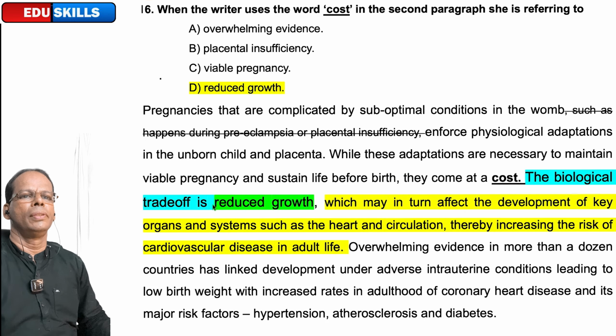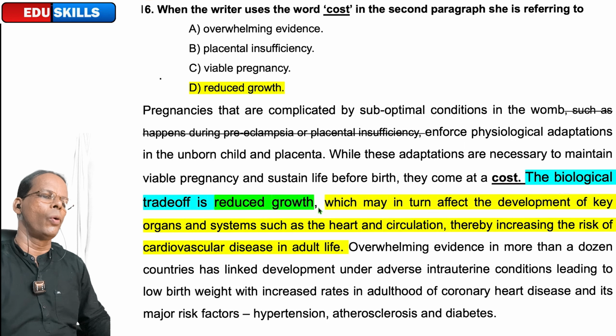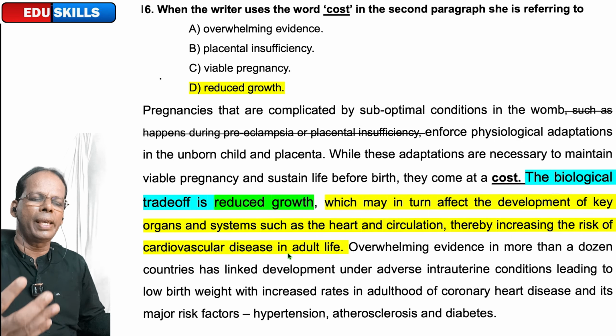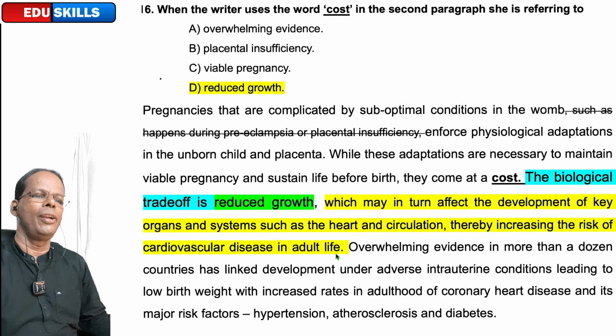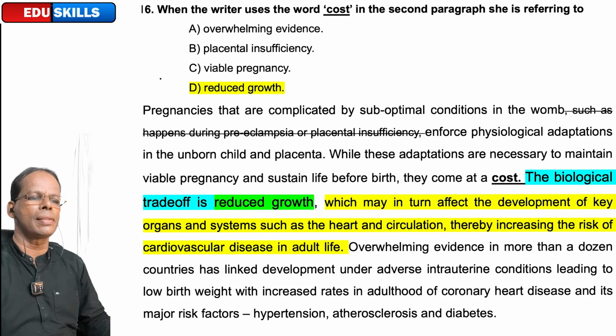See now, such as happening during preeclampsia, placental insufficiency, those things can be just ignored as you read. The biological trade-off is reduced growth. The cost is reduced growth. Biological trade-off means an expression to say the effect is reduced growth, which may in turn affect the development of key organs and systems such as the heart and circulation, thereby increasing the risk of cardiovascular disease in adult life.